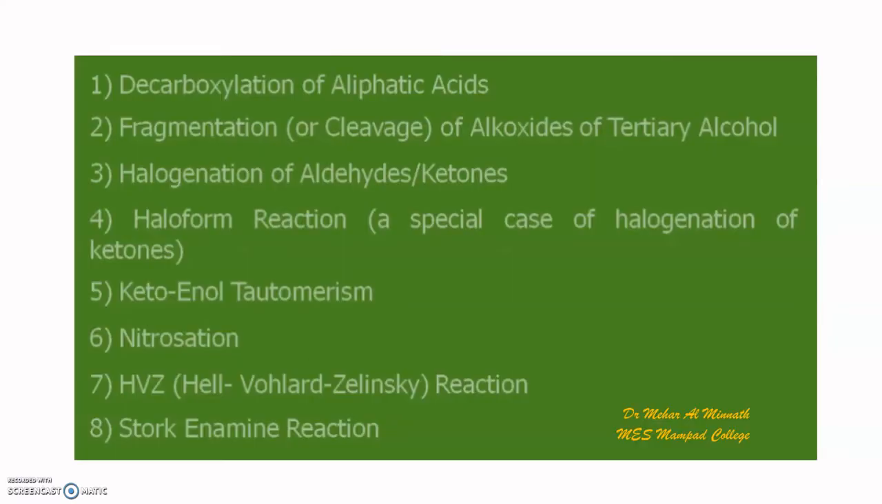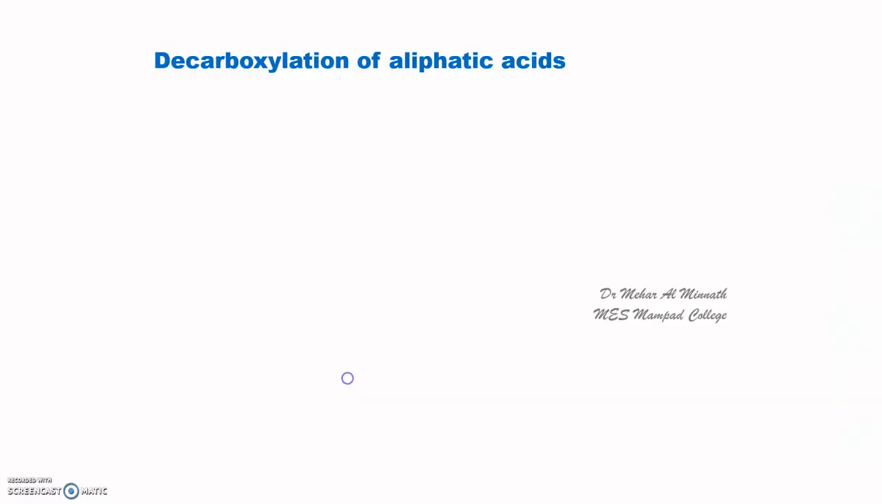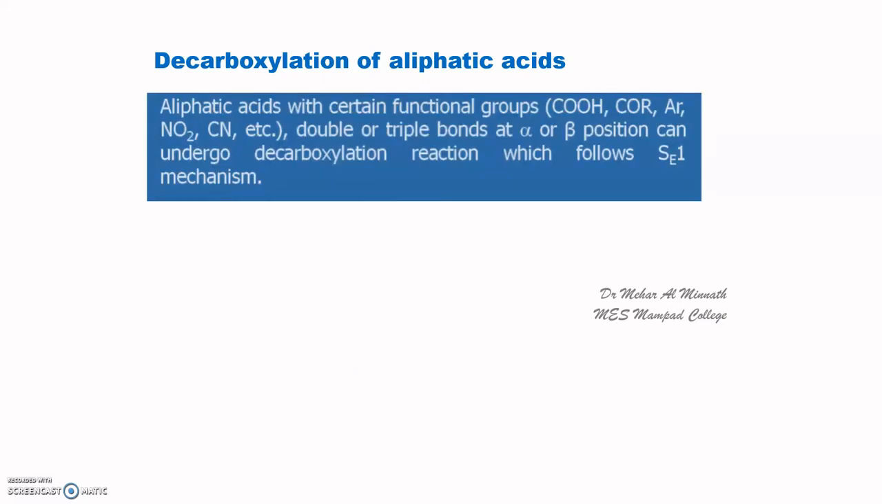Now, coming to the various reactions in which we find the SE1 mechanism, we have all these. I've listed a few reactions, almost 8 reactions. We shall take up each reaction one by one quickly and see how these reactions proceed via the SE1 mechanism. Let us take the first one, the decarboxylation of aliphatic acid. Aliphatic acids with functional groups like COOH, aromatic ring, NO2 group attached to it, or a double bond or triple bond at alpha beta position, can undergo decarboxylation via the SE1 mechanism.